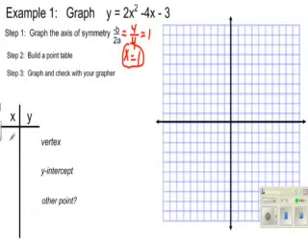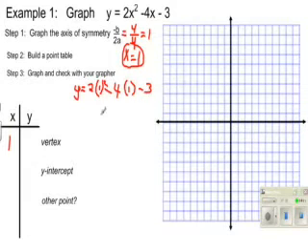Now to find the vertex, we're going to use x equals 1 to find the vertex. And we get y equals 2 times 1 squared minus 4 times 1, and subtract the 3. And to simplify by order of operations, we have 1 times 1 is 1, 2 times 1 is 2. Okay. Then 4 times 1 is 4, minus 3. So we get negative 5 for y.